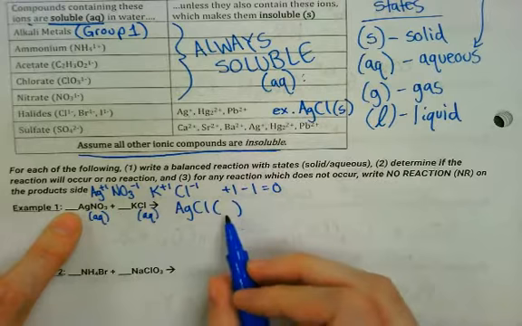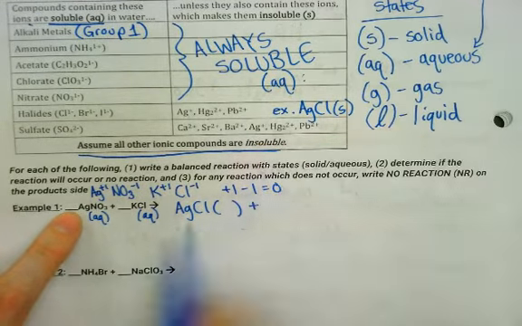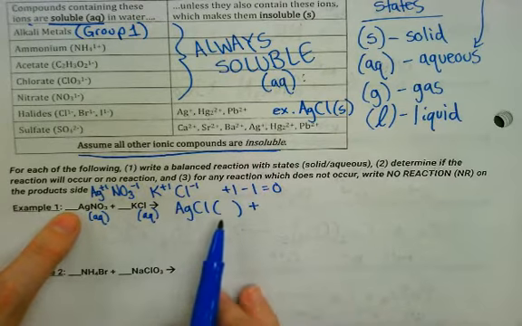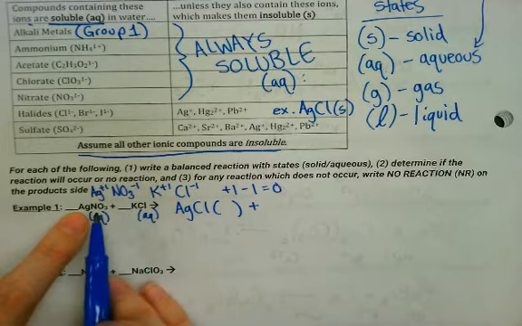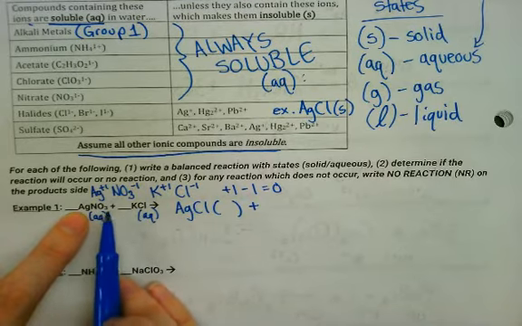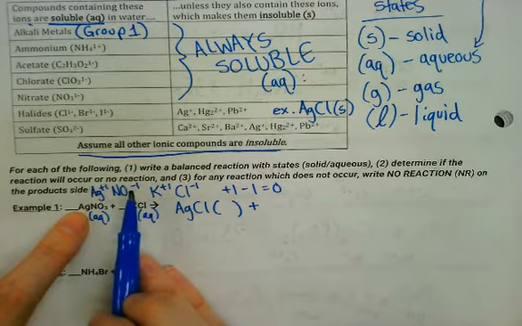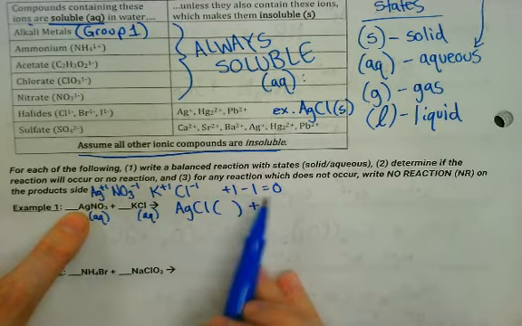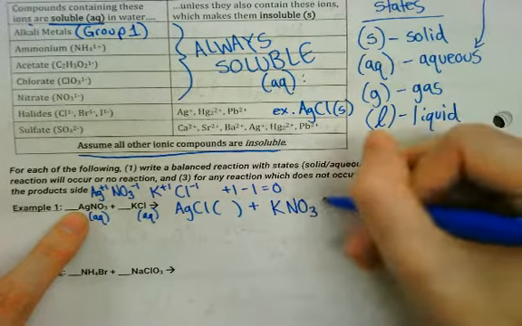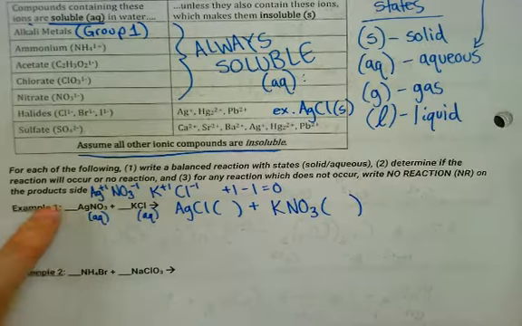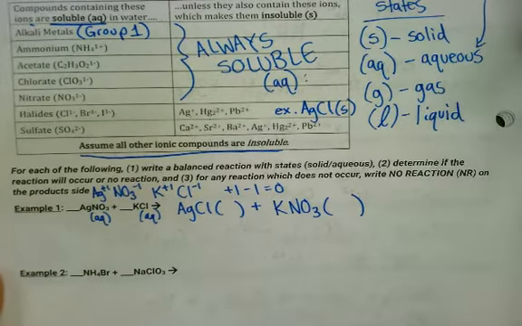I don't know its state yet. We're going to figure that out in a second using this chart. But I want to go ahead and figure out my other product as well. So I have silver chloride, and now I know that my potassium is going to have to pair up with the nitrate. Again, I have potassium with a +1 charge and nitrate with a -1 charge, so they are going to just cancel each other out with 1 ion of each. So that is my potassium nitrate, and I now need to predict my states for these compounds.